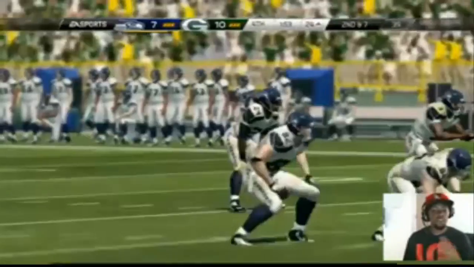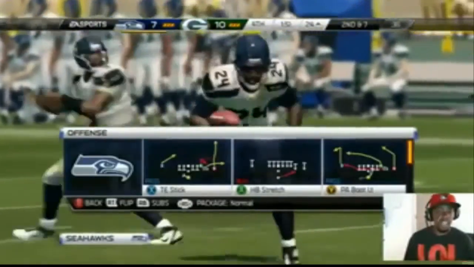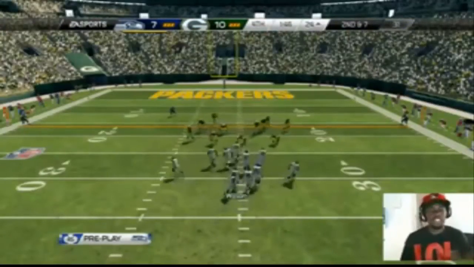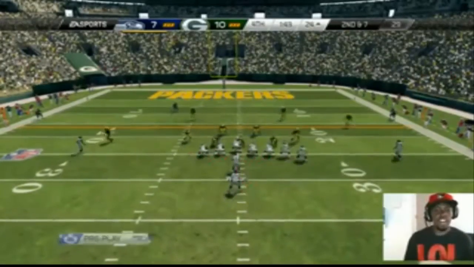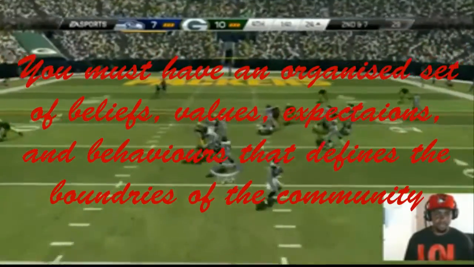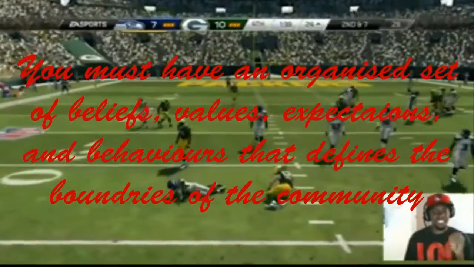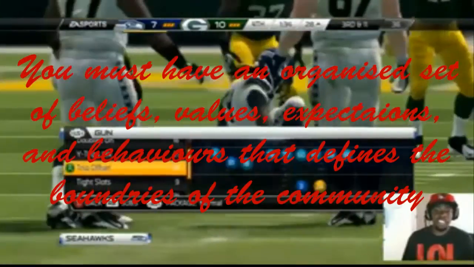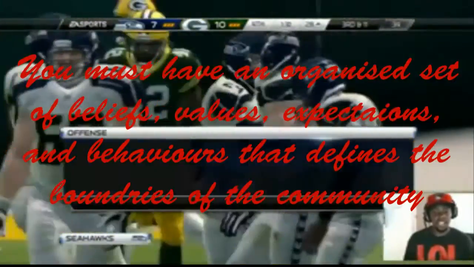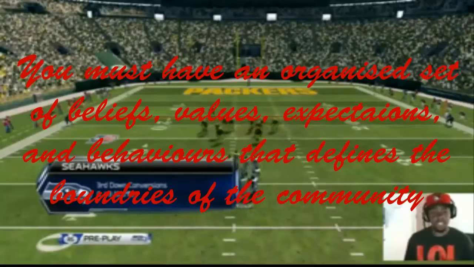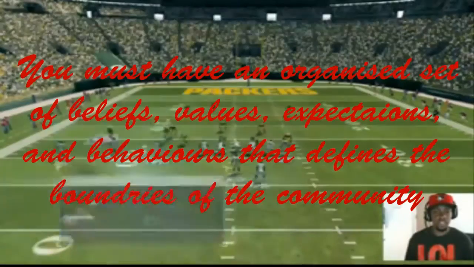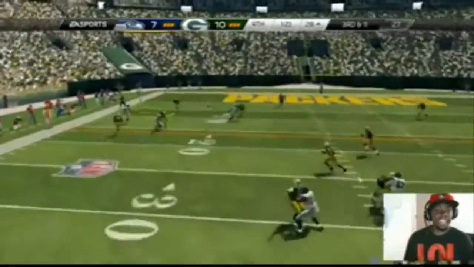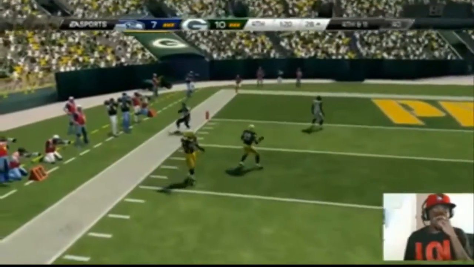And going back to the standard, like I talked about in my first video, you have to think of it this way. You have to have an organized set of beliefs or values or expectations or even behavior that defines the boundary of your community. We talked about boundaries in the first video as well. Boundaries are what? This is what you can do. This is what you cannot do, as it pertains to what we are talking about. You know what I'm saying?